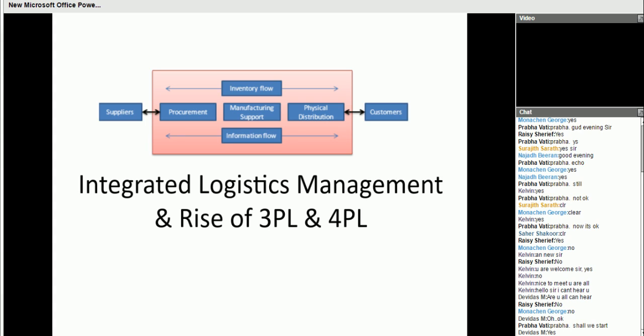So the topic that we will be learning today is integrated logistics management and the rise of 3PL and 4PL. We will discuss this at the end. 3PL and 4PL: 3PL means third party logistics and 4PL means fourth party logistics.